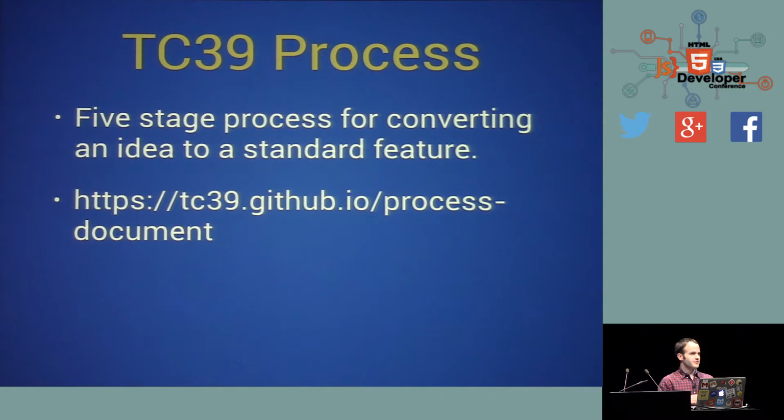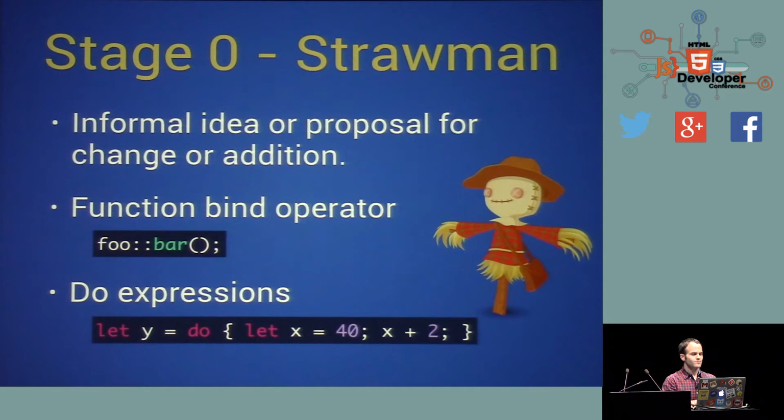So I mentioned TC39. That's the group that's responsible for developing the ECMAScript standard. And they have this 5-stage process for developing these proposals. We're going to walk through each of them very quickly. The first stage is stage 0, called the straw man. And this is really informal ideas, just basic ideas about syntax and features and what it could do. So it's nothing set in stone. It's very experimental, and you've got to be highly cautious using these features. A couple examples are the function bind operator and do expressions.